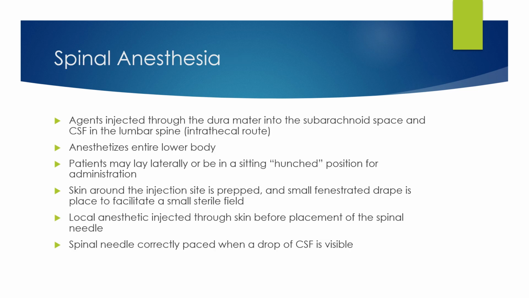All right, so we're going to spend a little bit of time on spinal anesthesia. Agents are injected through the dura mater into the subarachnoid space and the cerebrospinal fluid in the lumbar spine. This is called an intrathecal route. It is usually performed at about L3, L4 of the lumbar spine, and this anesthetizes the entire lower body.